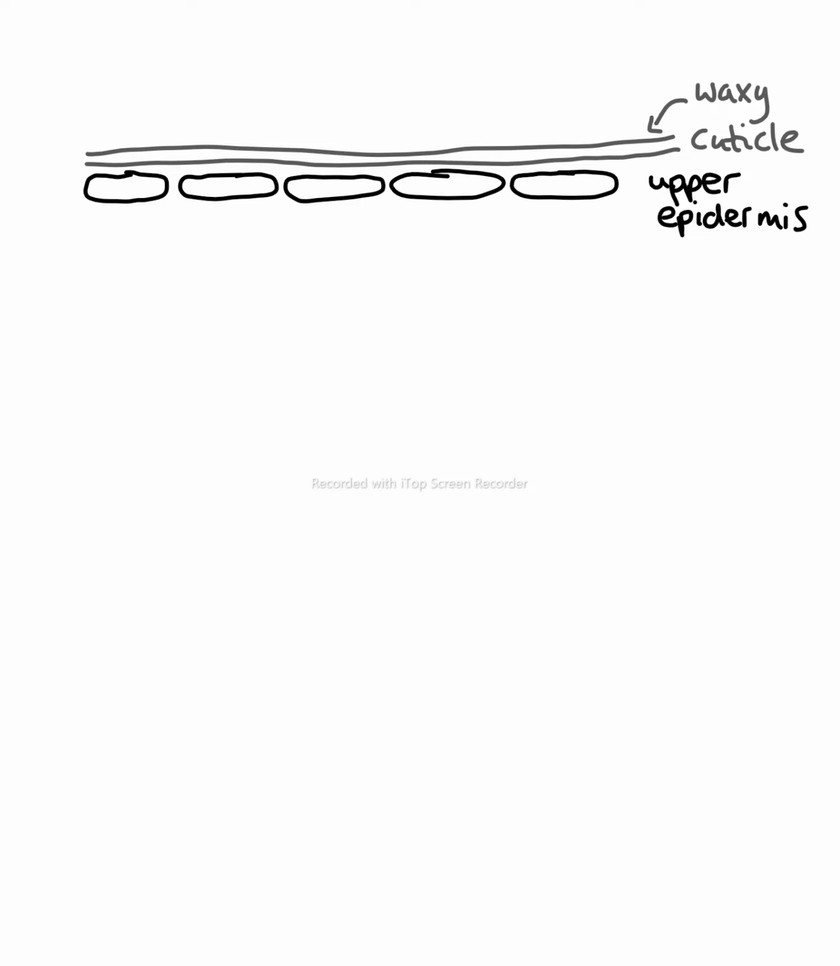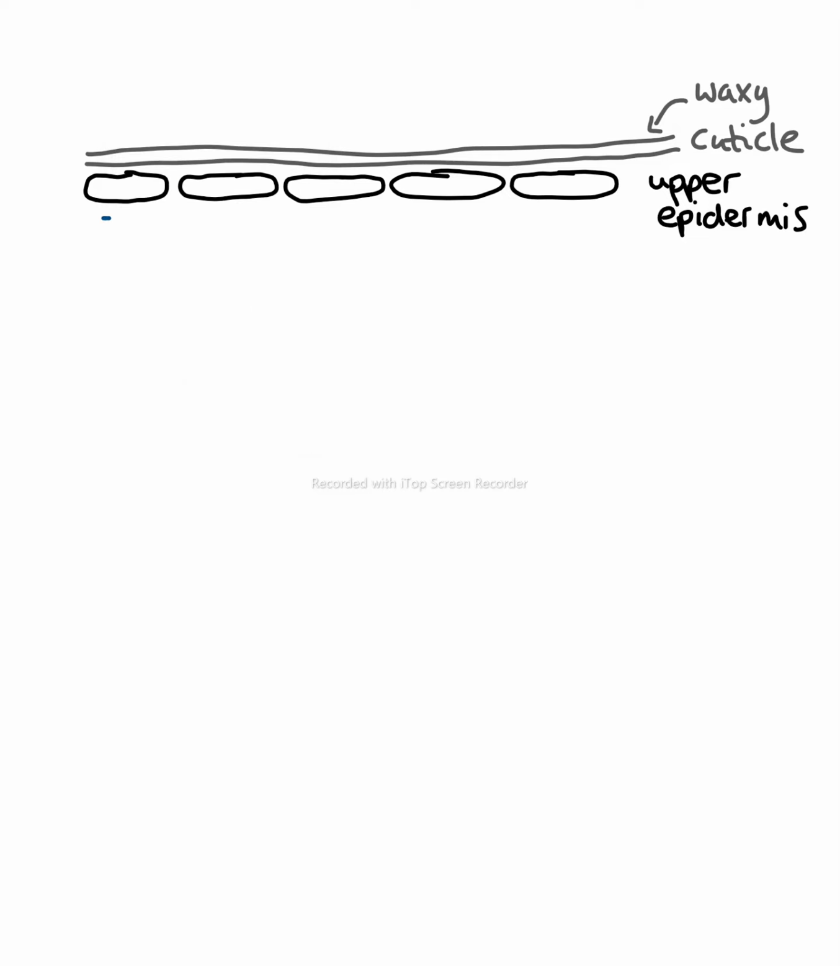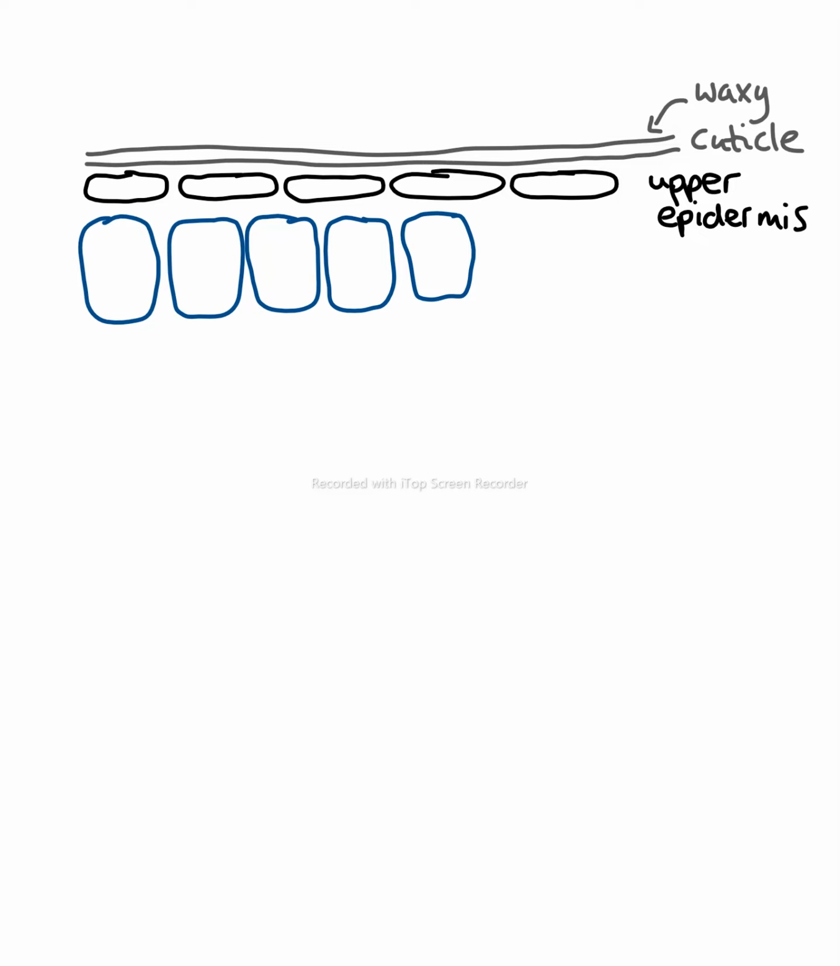Now you have another layer of cells. So you have another layer of cells called palisade cells. They are densely packed together, so there's lots of them. Right, and they contain lots of chloroplasts. So this layer here is called the palisade layer.